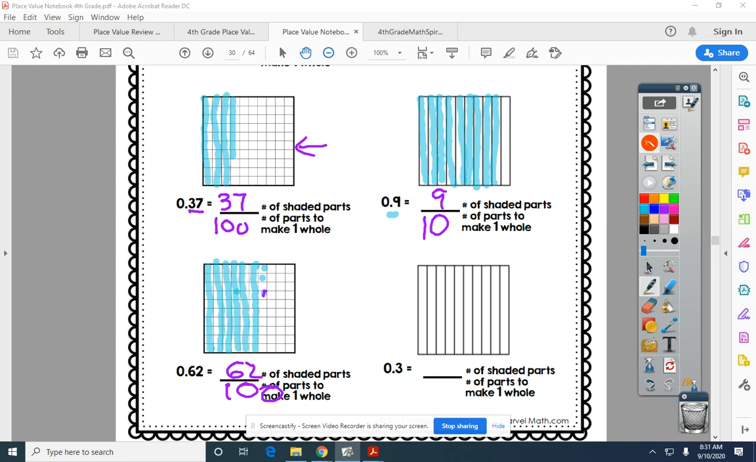Grace, you want to do this one? So 0.3. You write your fraction. 3 over, okay, over 10 or over 100? 10, because the 3 is in the tenths place. Yep.